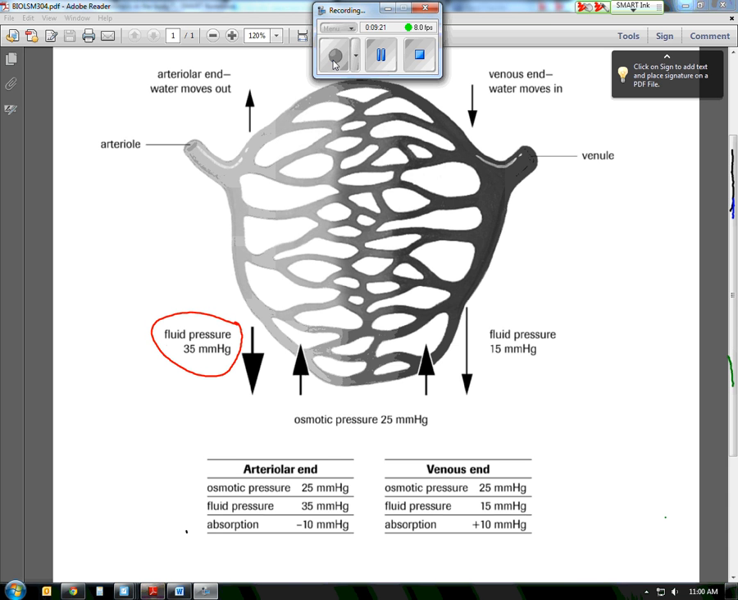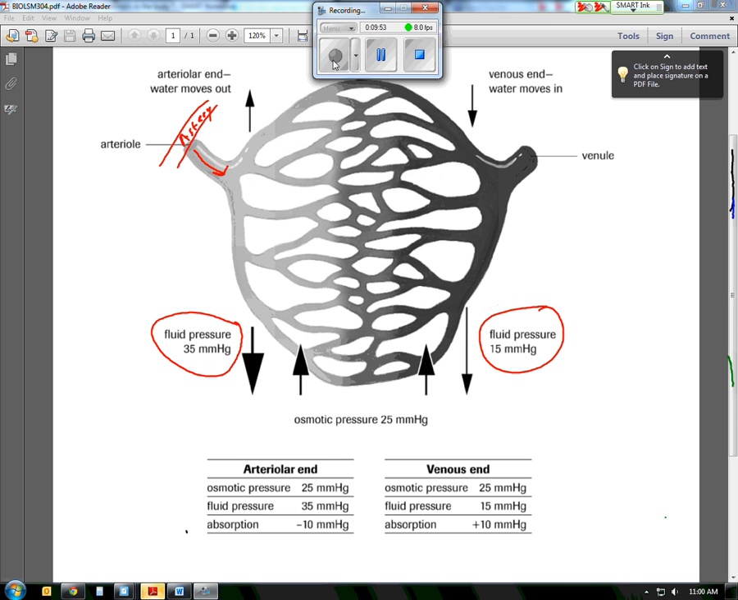So you will notice on this diagram that there is something mentioned called fluid pressure. On one side of this blood vessel, we've got 35 millimeters of mercury pressure, and on the other side, we've got 15 millimeters of mercury pressure. So just to set this up for you, we have blood flowing into an arteriole from the heart. So there might have been even an artery here, and blood is flowing into this.